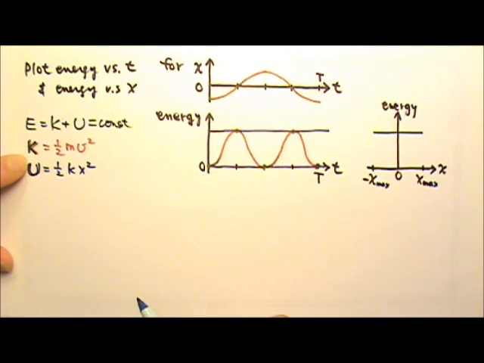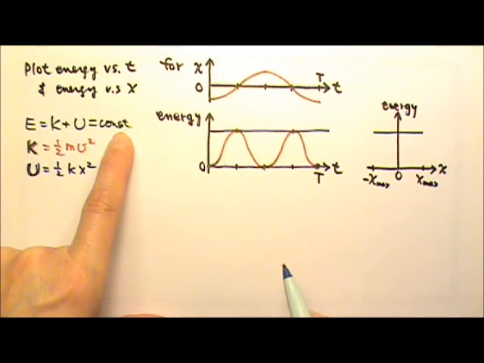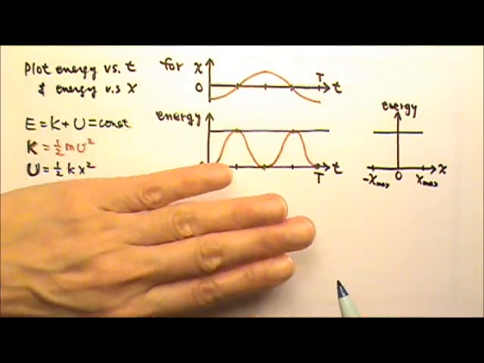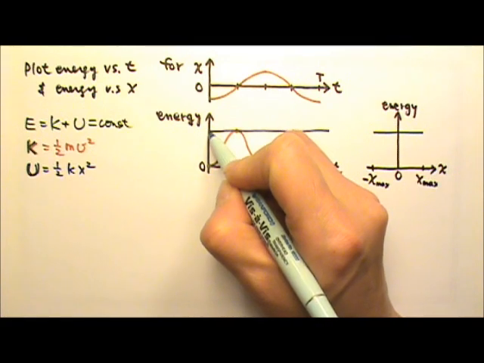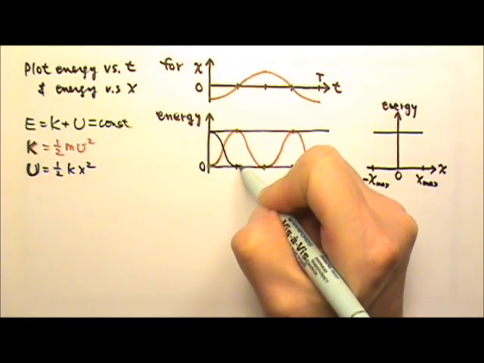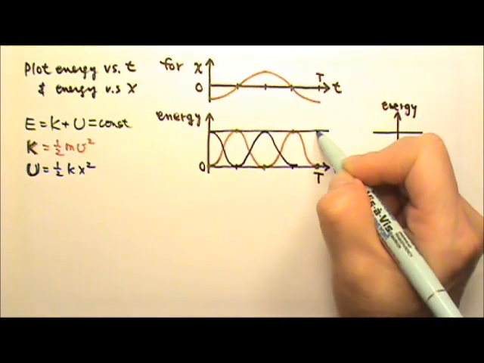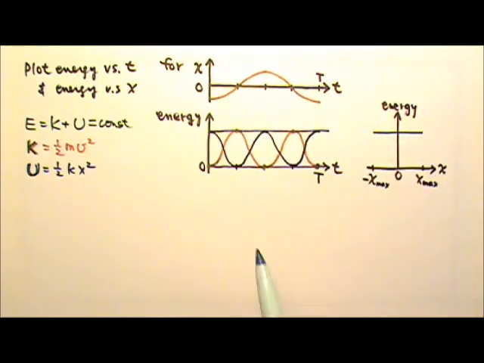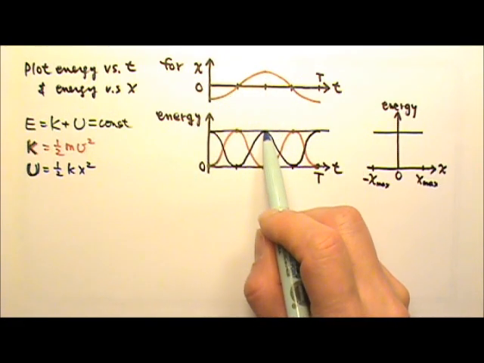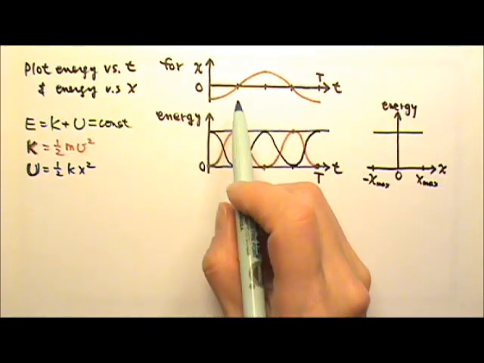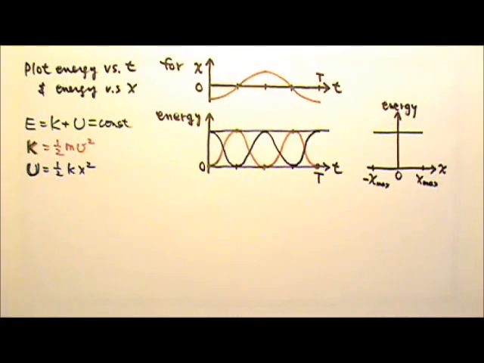Because the potential energy plus kinetic energy together is a constant, the total mechanical energy, the potential energy is just the flip of the kinetic energy graph. So the potential energy graph is like this. It is a maximum at the endpoint, maximum potential energy. And the potential energy is zero at the equilibrium.